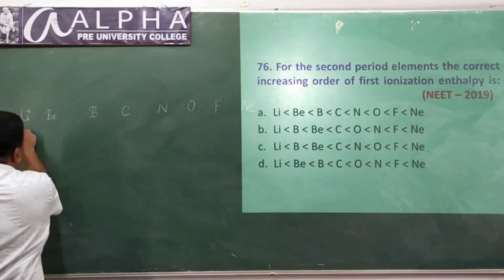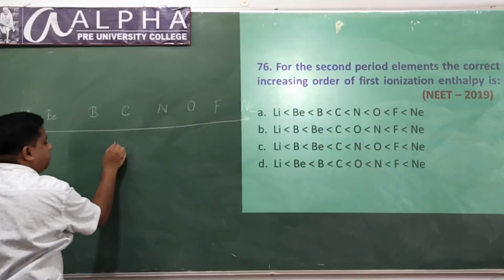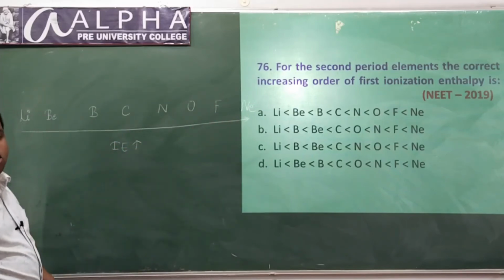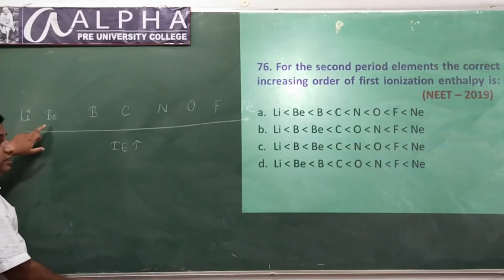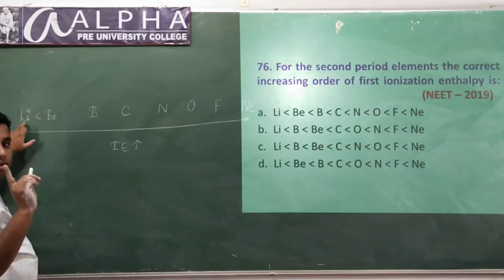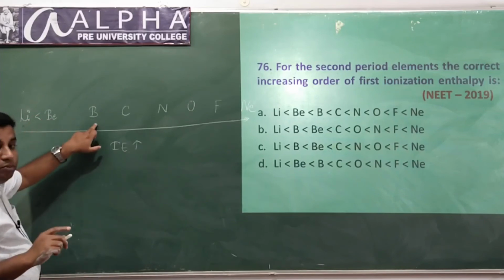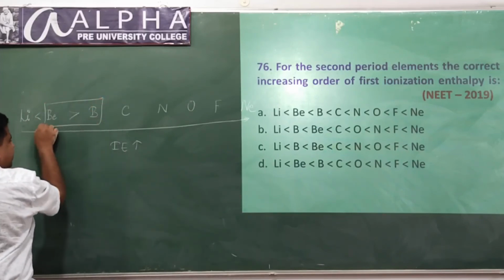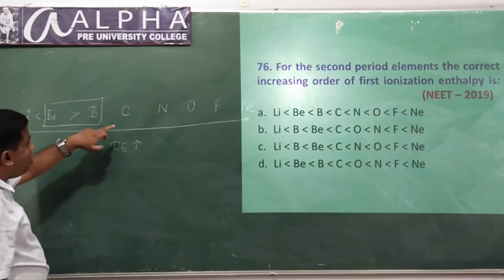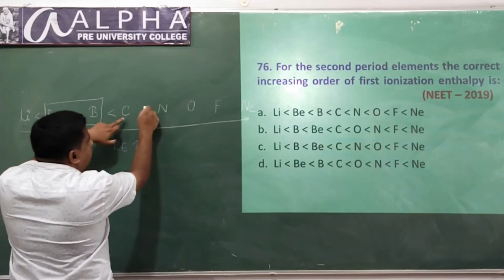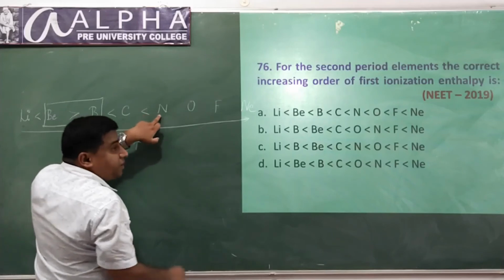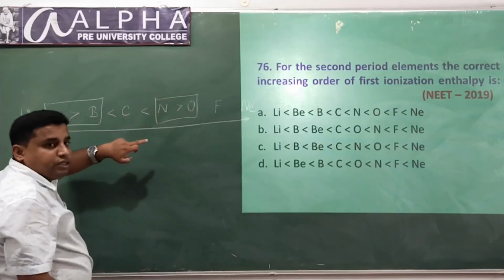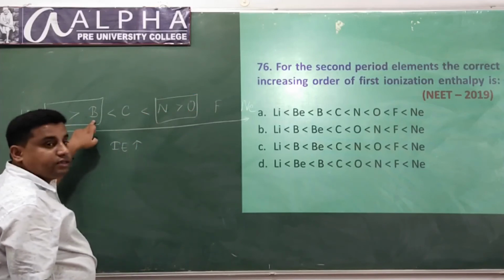What should happen to the ionization enthalpy along the period? Ionization enthalpy increases along the period, isn't it? So from lithium to beryllium, it increases. But be careful, from beryllium to boron, it decreases. Exceptions of ionization enthalpy. Then from boron to carbon, increases. Carbon to nitrogen, increases. From nitrogen to oxygen, it decreases. Again an exception. Second group, 13th group.